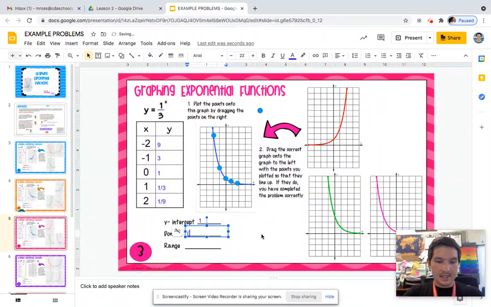Our domain is the exact same, where it's -infinity and infinity. And then our range is going to be anything that's larger than 0. So 0 and then infinity.